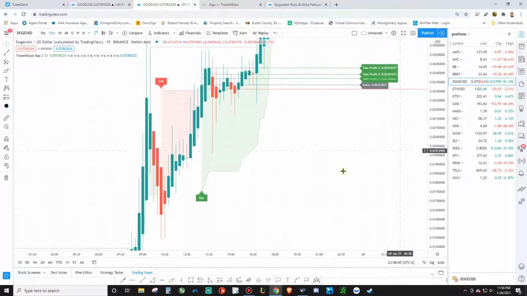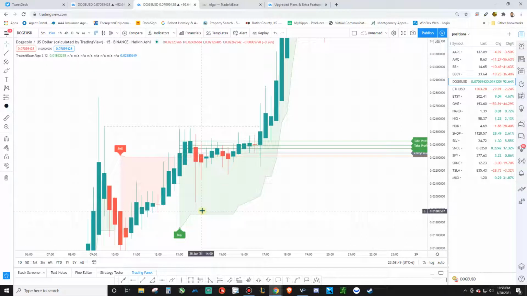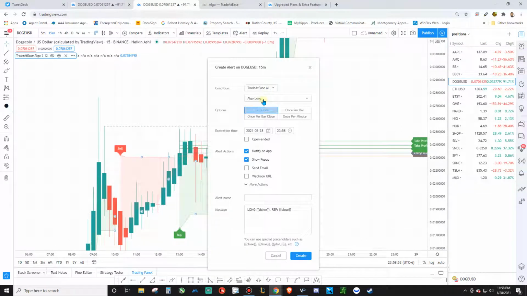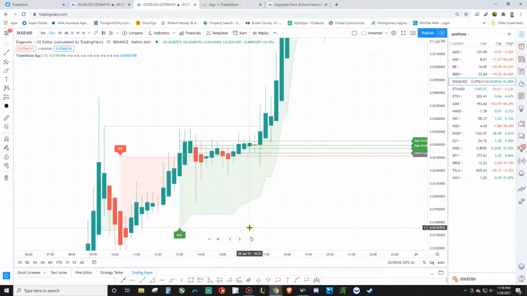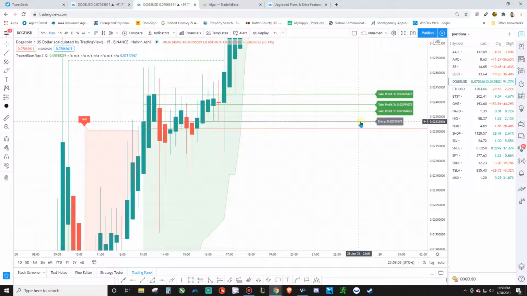But if you traded this Dogecoin today and you got the buy signal here, something I love about it is you can add an alert to it, Algo long, and it'll send you a pop-up or a notification that it's time to look at the buy, and then you wait for the entry, which is right here.